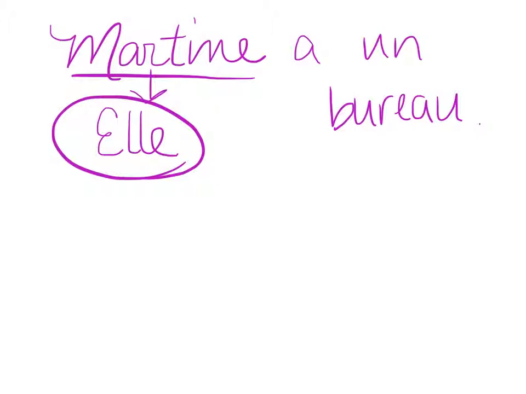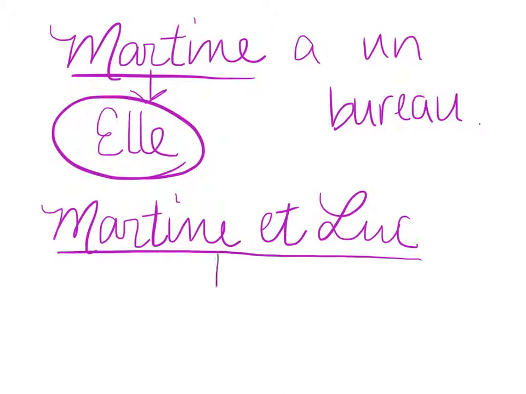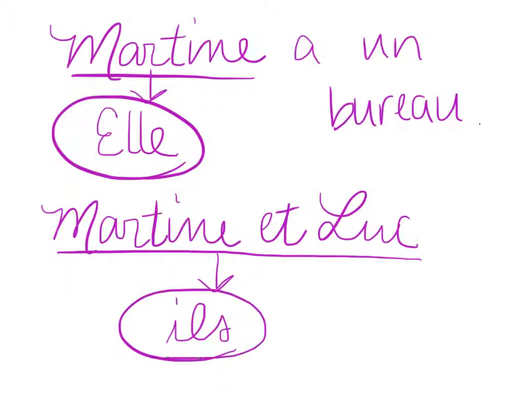Okay, what if Martine were with someone else? We had Martine et Luc. Martine is a girl, Luc is a boy, and we're talking about them, they. So since there's a boy in our group, we have to use il, plural. And then our verb conjugation would be to match il, plural. So we would use ont. Martine et Luc ont un bureau. They have a desk.